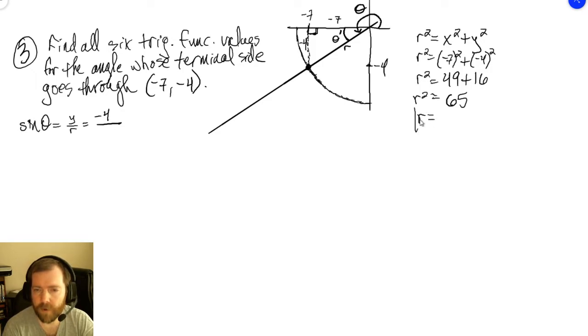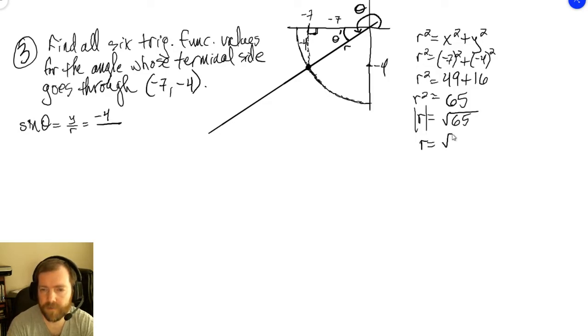Then the absolute value of r is going to be the square root of 65. However, r is just a scalar, just a distance, so it is only the square root of 65. The square root of 65 itself breaks down into a 13 and a 5, which are both prime factors, so this isn't going anywhere. Can't simplify this at all. So this is going to be -4 over root 65.